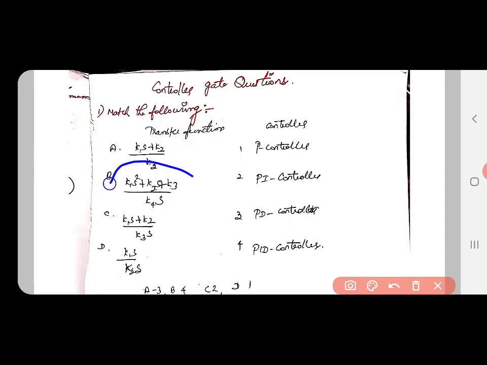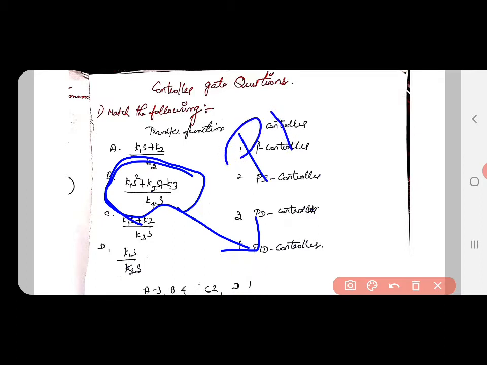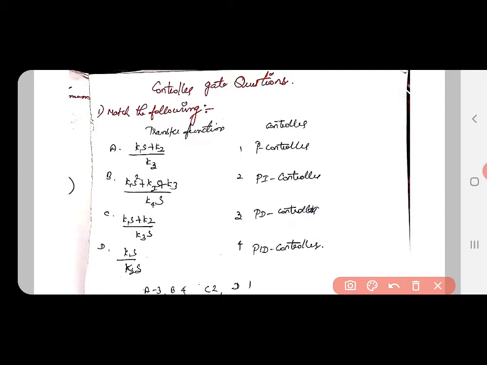Here, from this equation itself, we may assume that this is the PID controller. All the terms, proportional is there, integral is there, and the derivative also is there. So this is the PID controller. Then we can see the third part, which is K1s plus K2 by K3s.